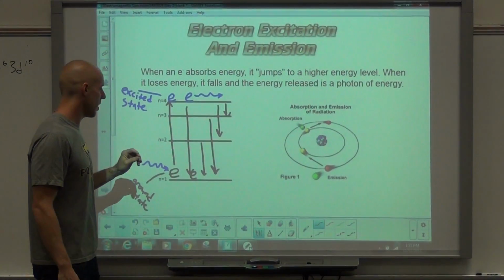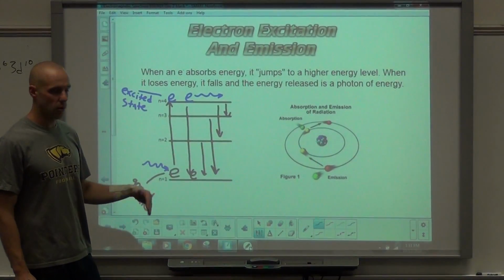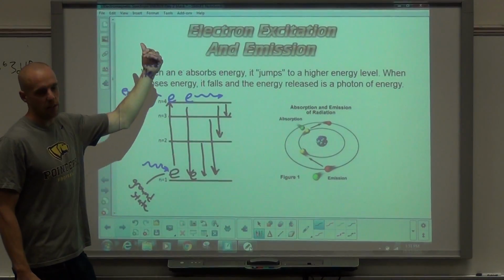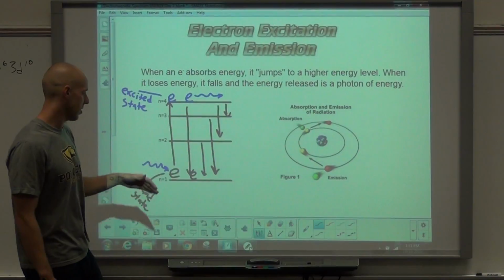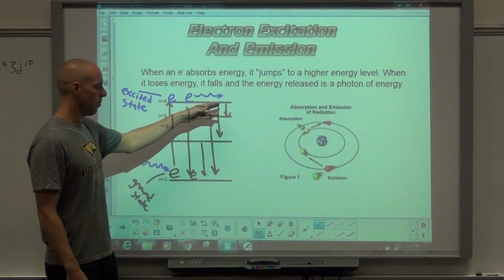Okay, the important thing to realize is the bigger this fall is, the more energy is given off. You can think about it literally like rungs on a ladder. Like if I fall from 10 feet on the ladder, I'm going to hit the ground a lot harder than if I fall from 2 feet on the ladder, right? There's more energy associated with it. So it's the same thing here. So from 4 to 1 is going to be more energy than from 4 to 3.